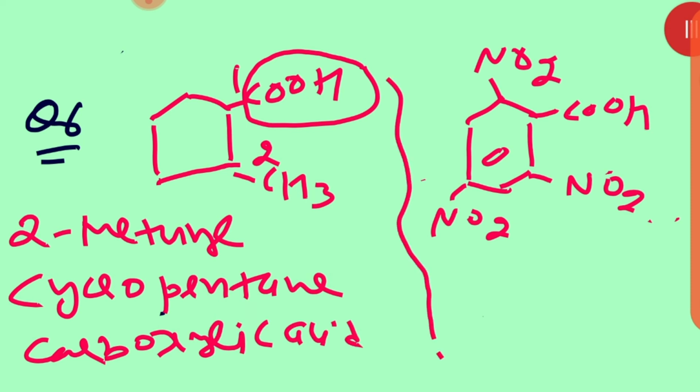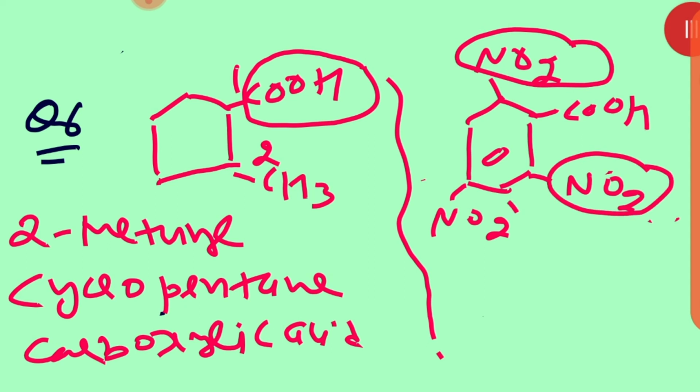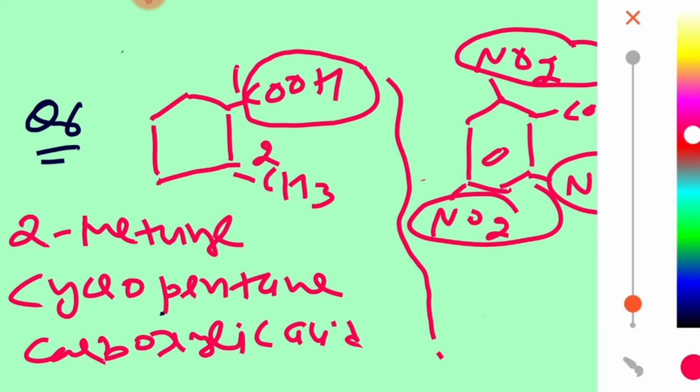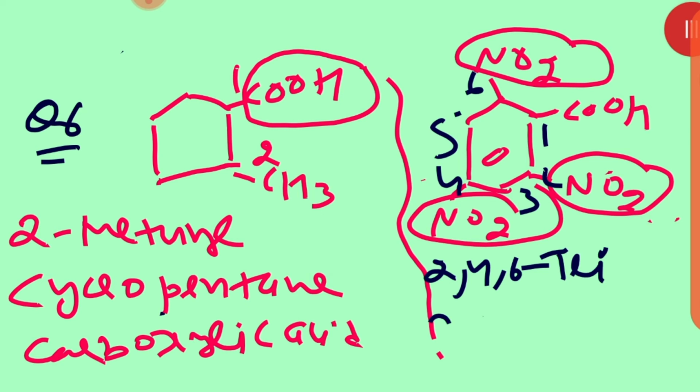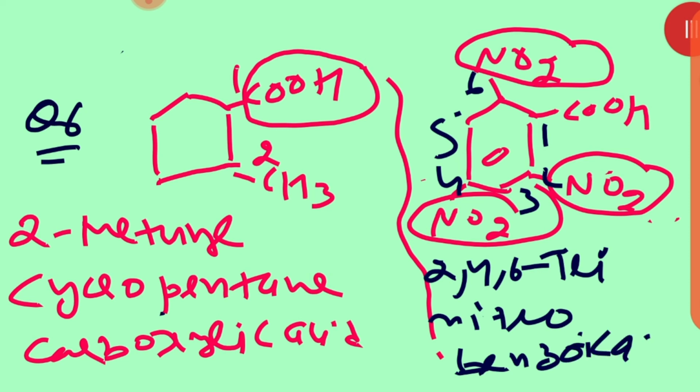Then after that, NO2 is a prefix, and the main functional group is COOH. So we are going to start the numbering from where? 1 2 3 4 5 6. And what do you write there? 2, 4, 6 trinitro, then benzoic acid. I hope it's clear to you. Okay, beta. This was question number 6 we have completed.